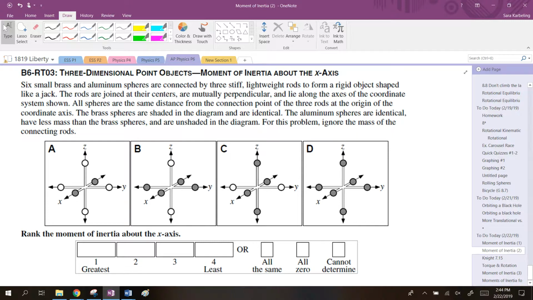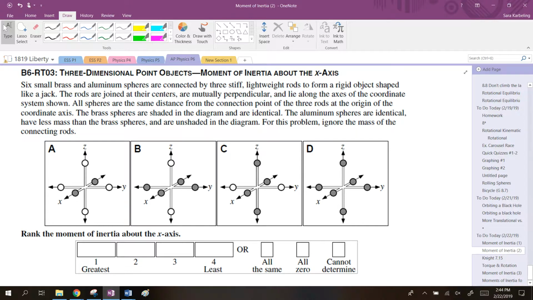So you've got these different spheres that are all attached. The sticks are very lightweight, which means that we don't need to worry about the moment of inertia of them. We don't care about that. It says the rods are joined at their centers and they're mutually perpendicular and they lie along the axes of a coordinate system. All of the spheres are the same distance from the connection point of the three rods at the origin of the coordinate axes. The brass spheres are shaded and are identical. The aluminum spheres are identical and have less mass than the brass spheres, and they're unshaded. Ignore the mass of the rods.